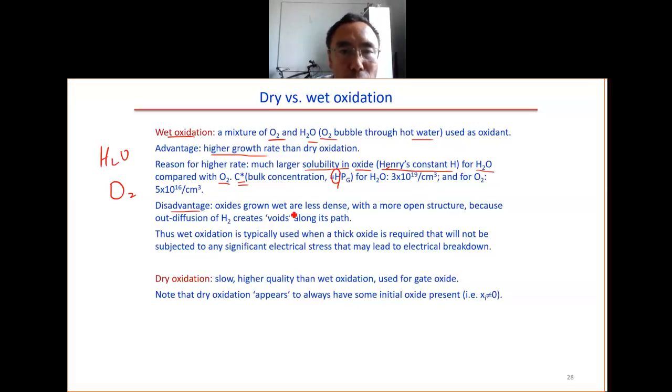The disadvantage of wet oxidation is that the film is less dense, with a more open structure, because of the diffusion of the generated hydrogen along the oxide. It is typically used for thick oxide that will not be subjected to any significant electrical stress that may lead to electrical breakdown. The dry oxidation is slower but gives a higher quality film than the wet oxidation, and is used for the gate oxide. But again, as I mentioned previously, the wet oxidation is still much better than CVD oxide, the chemical vapor deposition oxide.